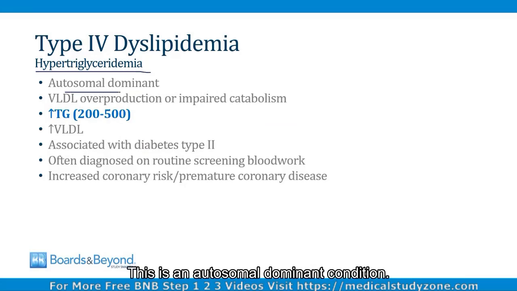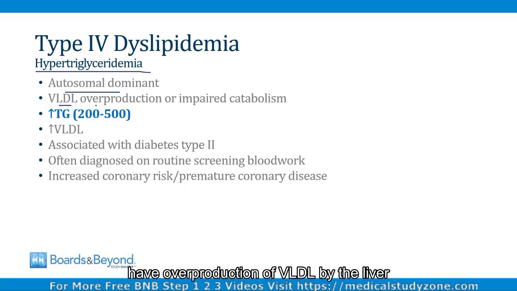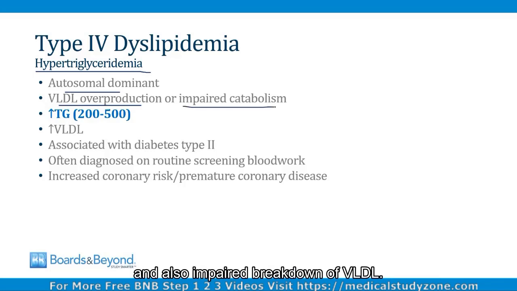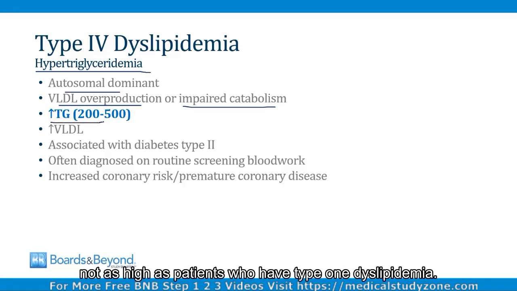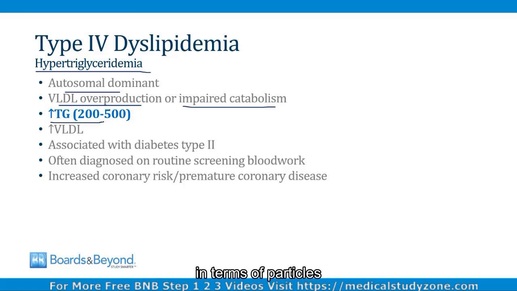And then finally, type 4 dyslipidemia is called hypertriglyceridemia. This is an autosomal dominant condition, and the problem here is that patients with this disorder have overproduction of VLDL by the liver and also impaired breakdown of VLDL. This leads to a modest elevation in triglycerides, not as high as patients who have type 1 dyslipidemia. Usually the triglycerides are in the 200 to 500 range. In terms of particles, there's an increase in the VLDL particles.